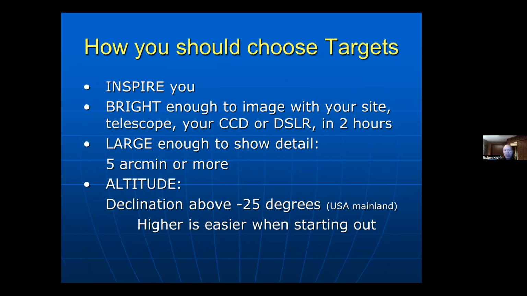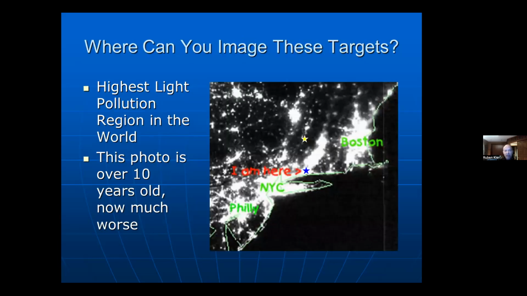You want to make sure it's bright enough to image with your site. And what I try to do is for an average backyard observer with an average camera to at least be able to get a decent image in 2 hours. At least that's what I try to do when I put together my list. You want it to be large enough to show detail, which in most imaging systems has to be at least 5 arc minutes. And for northern observers, you want a declination above minus 25 degrees for the US mainland, because higher is easier when starting out. And objects below that level are difficult to image.